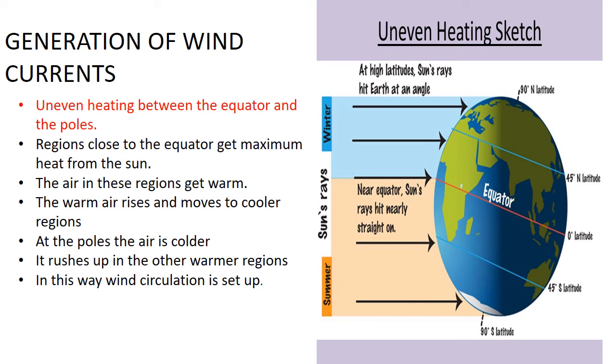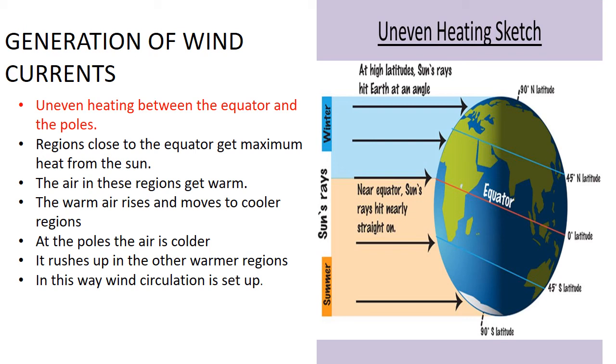So what is this exactly? You can see in the picture. Okay, the regions close to the equator get maximum heat from the sun. Near the equator, the sun's rays hit nearly straight on the equatorial regions. That's why the air over here gets warm. When the air gets warm, the warm air rises.